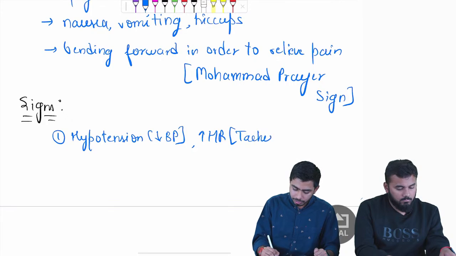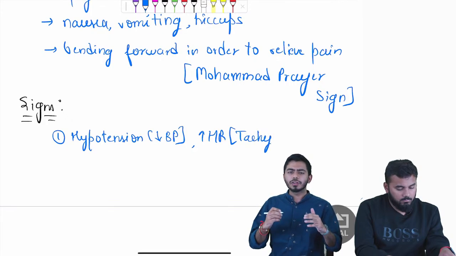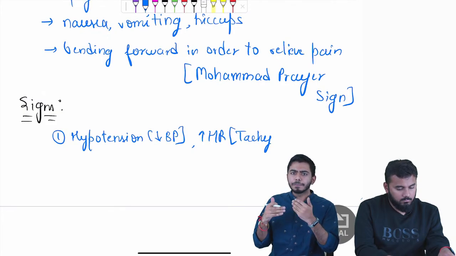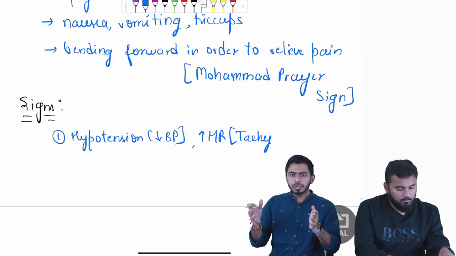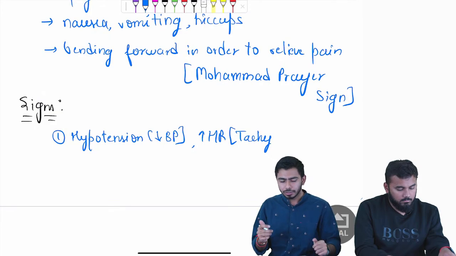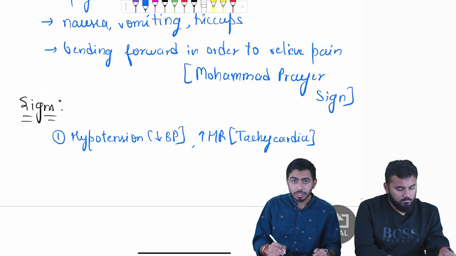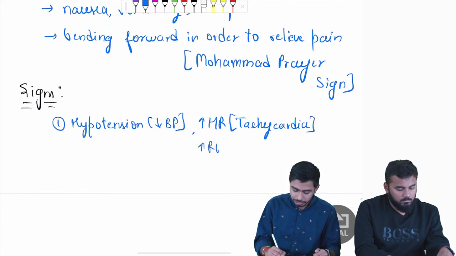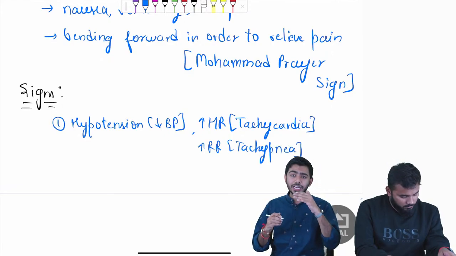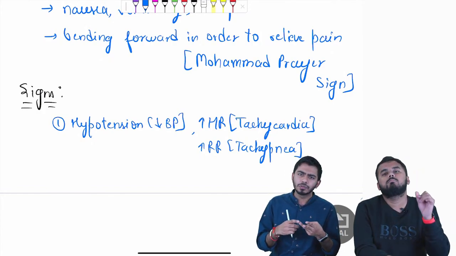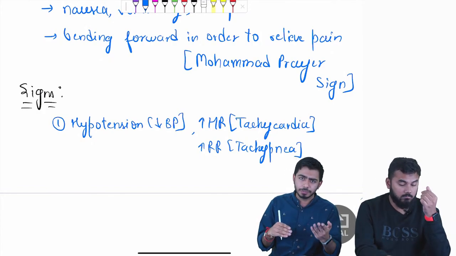Usually we call that reflex tachycardia, because the patient's BP is on the lower side, so as compensation the body tries to increase the heart rate. And along with that, you will see an increase in the respiratory rate as well, that is tachypnea. That is about the vitals: what happens to the respiratory rate, heart rate, and BP. That is what you can expect.